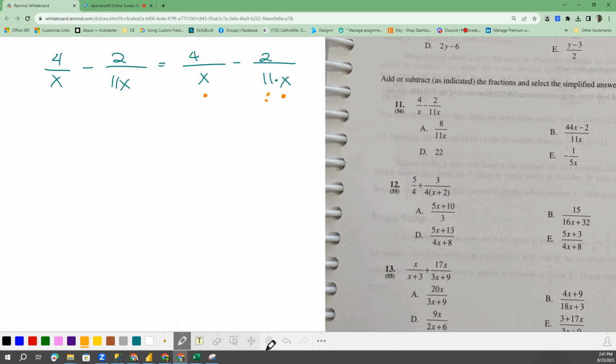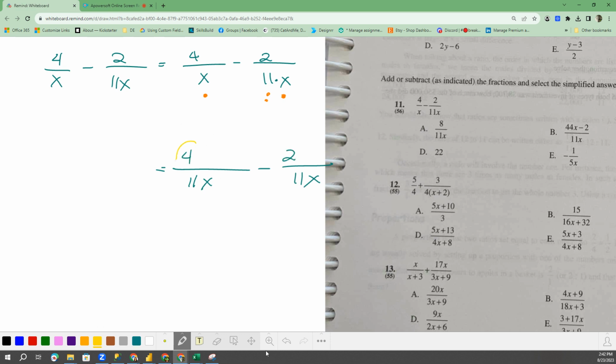Okay, so now we write all the dots. The first one is x and then 11. So I'm just going to write it as 11x minus 11x. Okay, so they have to be the same now. Now you copy the numerators and then now we circle.